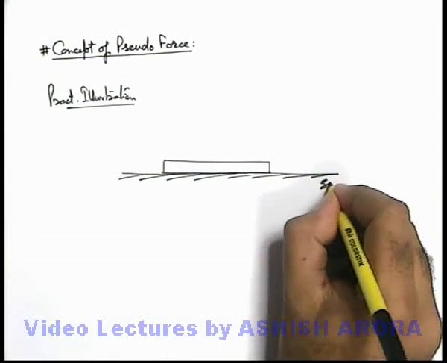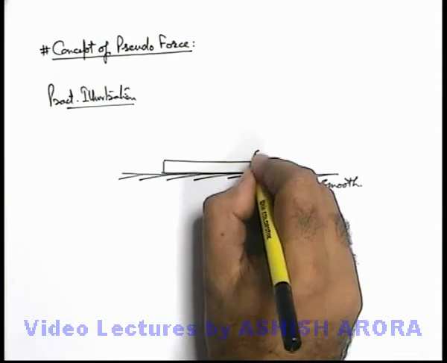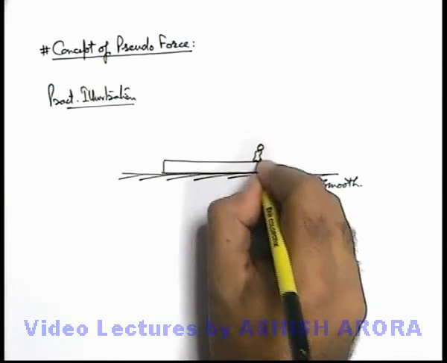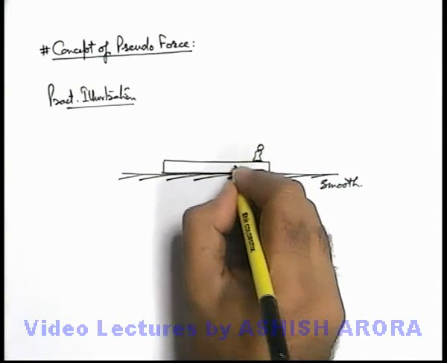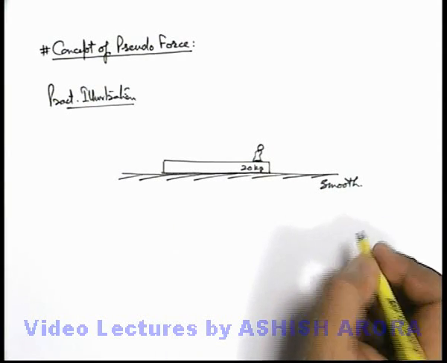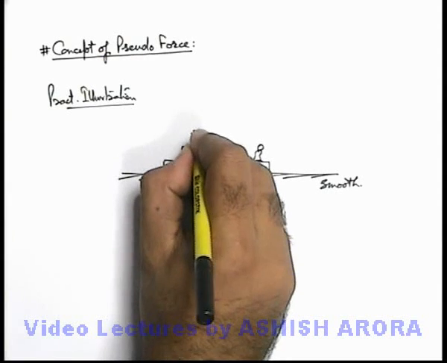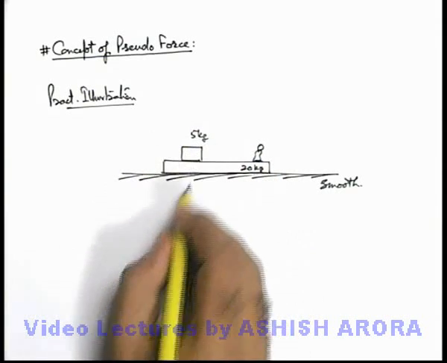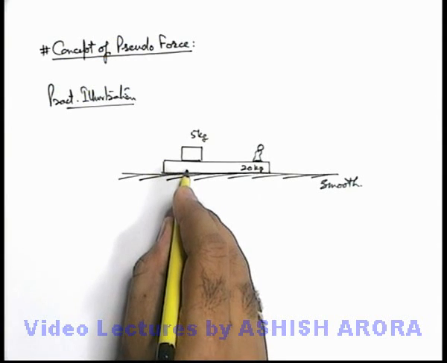So there is a smooth, horizontal ground on which there is a plank and a boy is standing over it, who is fixed on the plank, and the mass of this plank is 20 kg. And we have placed another block of mass 5 kg over this plank, and again there is no friction between the block and the plank.